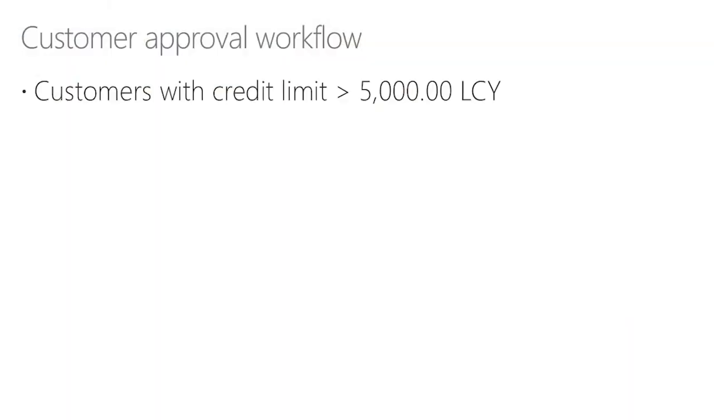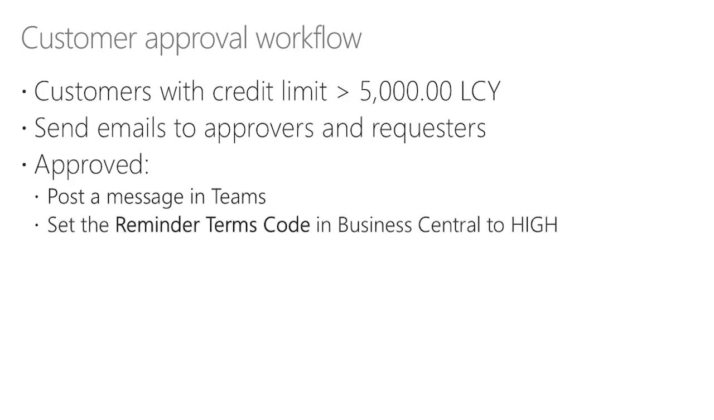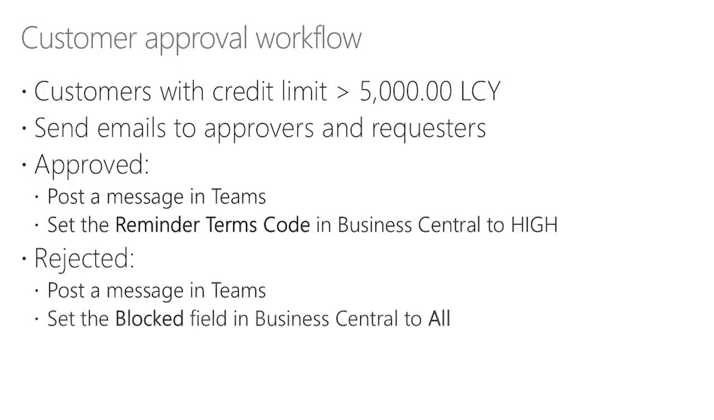First of all, only customers with a credit limit of more than 5,000 local currency should be approved. Then emails should be sent to approvers and requesters. If the customer gets approved, the workflow also posts a new message in Teams, and the customer in Business Central automatically gets the reminder terms code HI. If the customer is rejected, then also a message is posted in Teams. And the customer in Business Central is blocked.